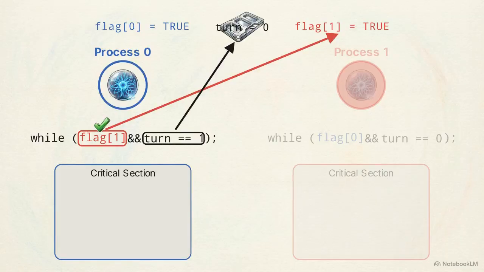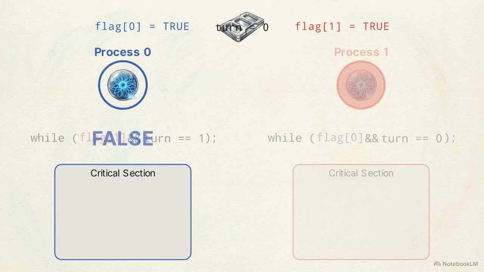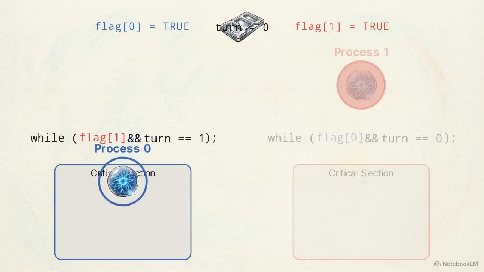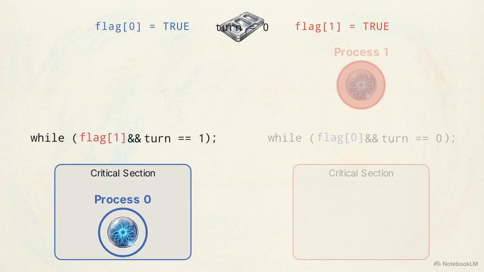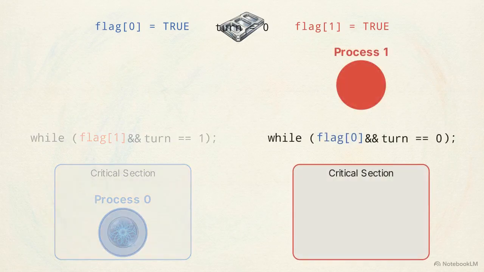Yes, it is. Then it checks the second condition. Is it process 1's turn? The shared turn variable currently equals 0. So this evaluates to false. Because the second half of this AND statement is false, process 0's entire loop condition evaluates to false. The trap breaks. Without being held in the loop, process 0 drops straight through and safely enters the critical section.